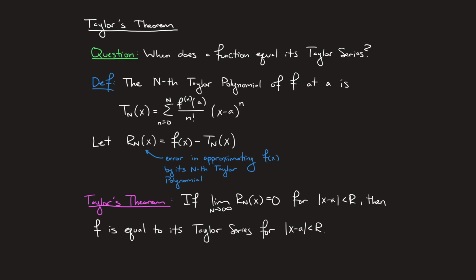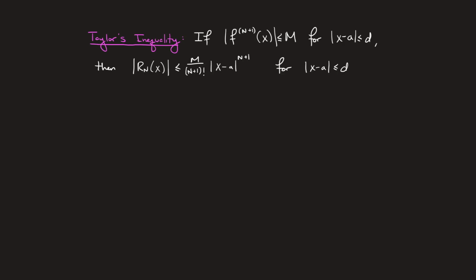However, it's not as straightforward to implement the theorem in practice because it can be hard to get a handle on this error. Luckily for us, there is an inequality that makes this a little bit easier. It's called Taylor's inequality, and it says that if the absolute value of the n plus first derivative of f is bounded above by a number M on some interval, then the error is bounded above by M over (n plus 1) factorial times the absolute value of x minus a to the n plus 1 on this interval.